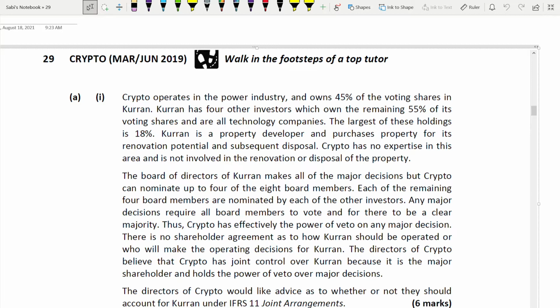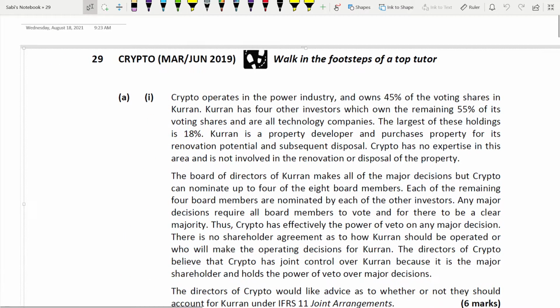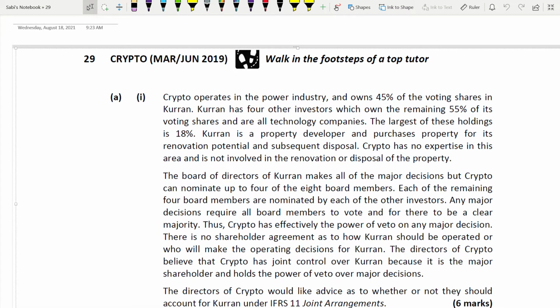So I'm not going to read the question, okay? I have read the scenario, I'm just going to explain what the scenario is all about, and then I'm going to show you how to attempt this question. I'm not going to write the whole answer, but I'm going to show you the points that you can use when you're facing this type of question in your exam.